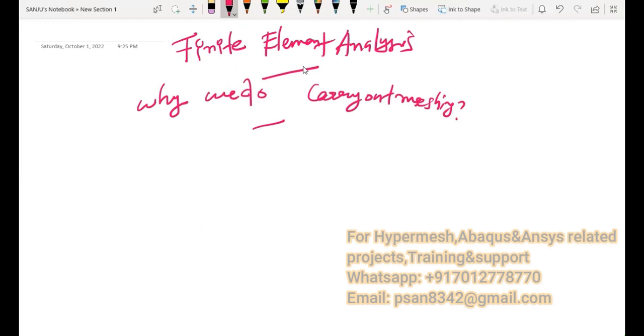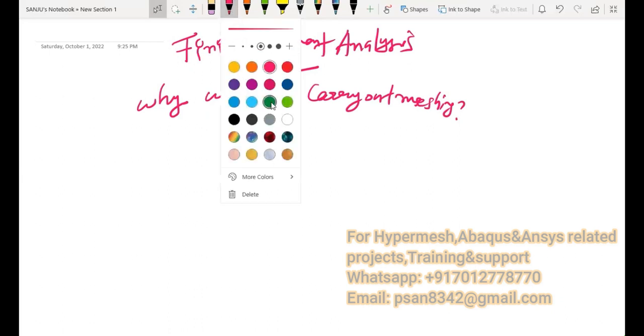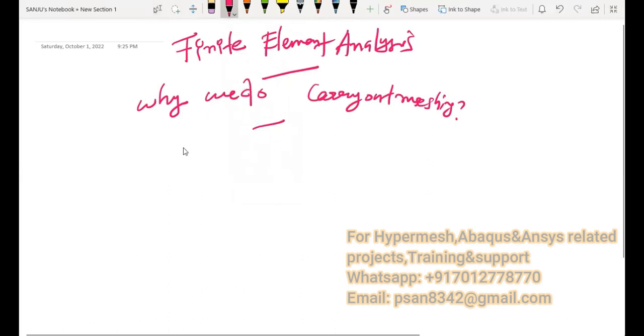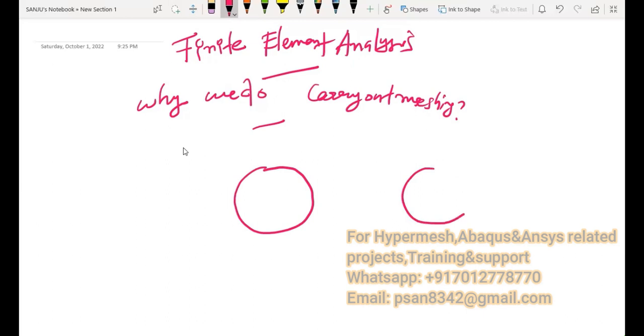Actually, I will just explain with one small example here. Suppose I'm having one continuum, and this is the second one. Initially, just assume this is one continuum or a 3D object or something like that, right?